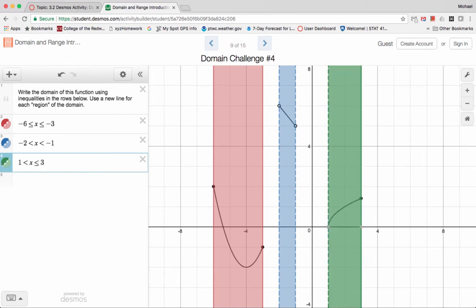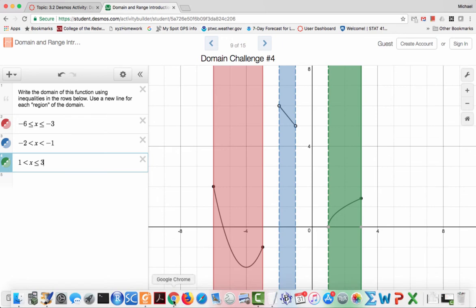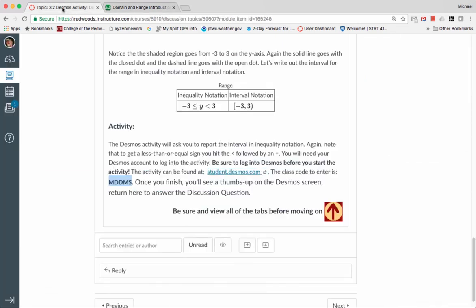Okay, so that's our third piece. Notice now that our domain is made up of 3 pieces. Why? Because we have gaps between them. Now, if there were no gaps between them, we would be able to copy or cover the entire domain in one piece.